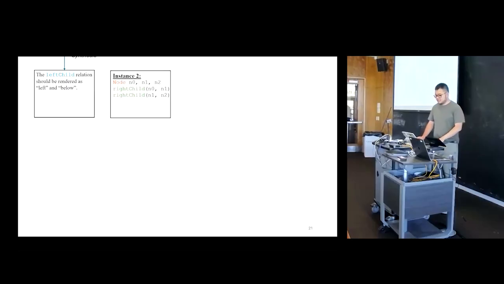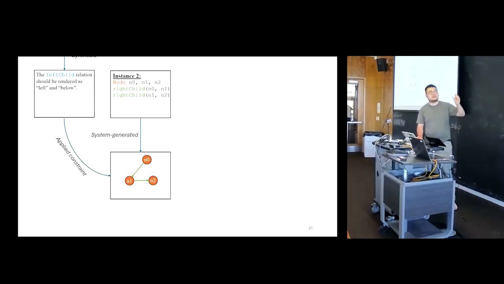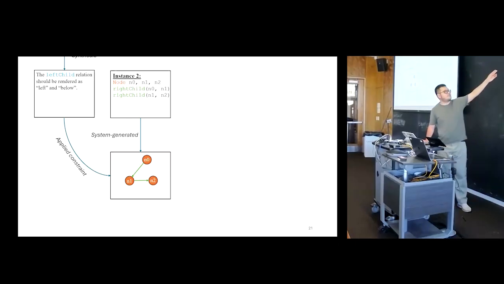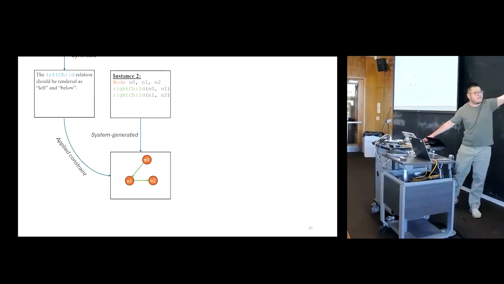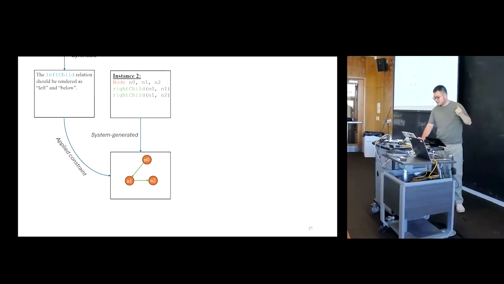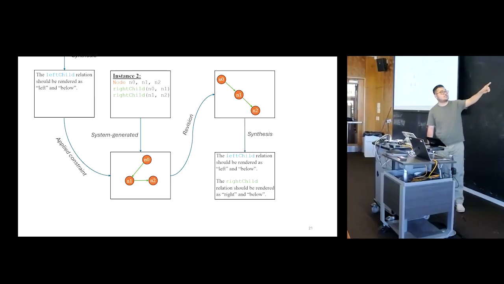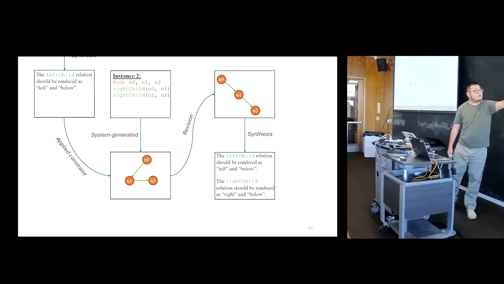Suppose now we have another instance where this time it only consists of the right-child relation. The system still tries to generate a diagram, but this time it tries to apply the previously generated visualization specification into this new diagram. And because the previously generated visualization specification only talks about left child and our instance has a right child, it's once again being laid out randomly. So the user could rearrange the nodes to something like this, where the system this time records that the right child relation should be rendered right and below the parent.